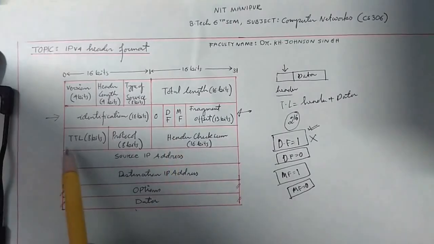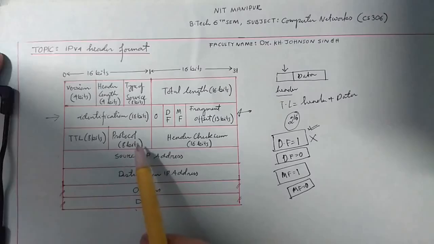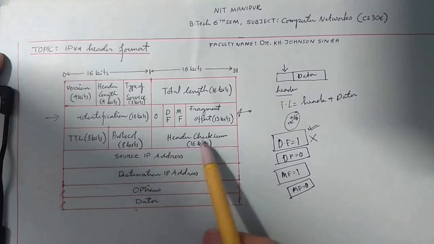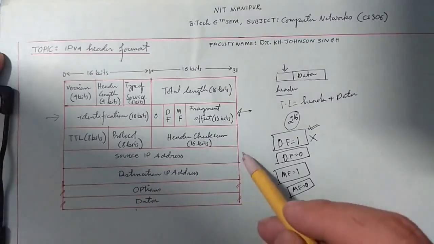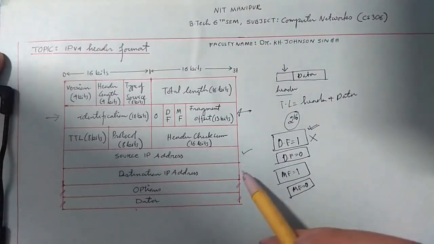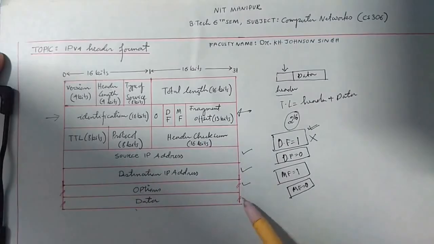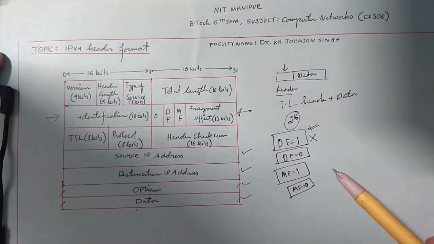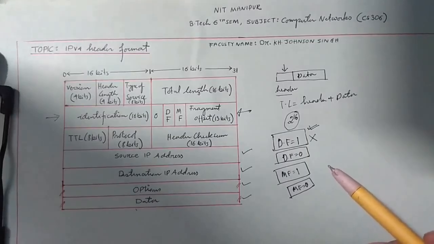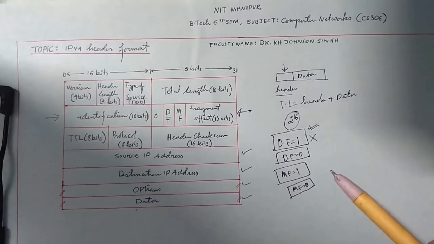Okay, so next field: time to live, which we have discussed in the notes, then the protocol, and the header checksum, in order to check whether there is any error during the transmission. And this is what we have: the source address, the destination address, the options and the data here. The descriptions of everything I have already included in the given notes. So let us see a particular problem, how it is asked in the GATE questions.